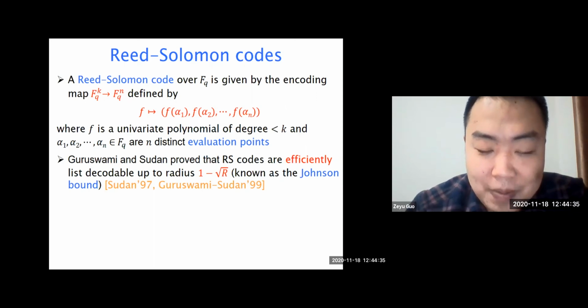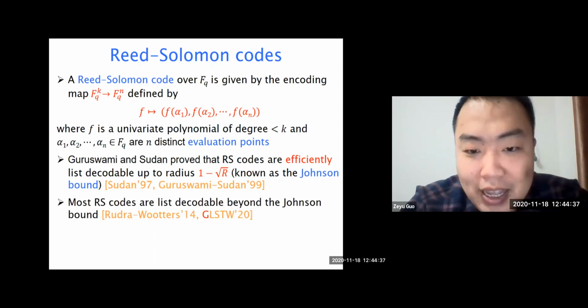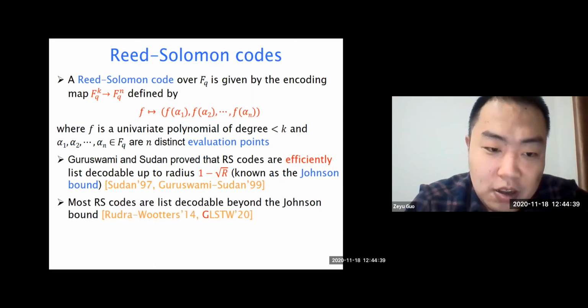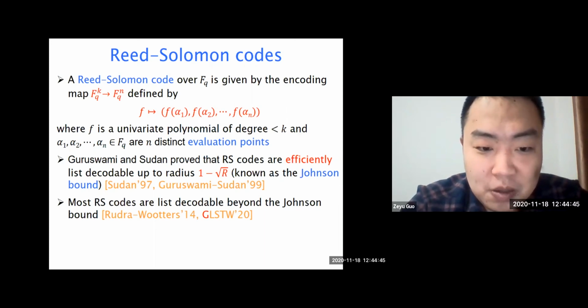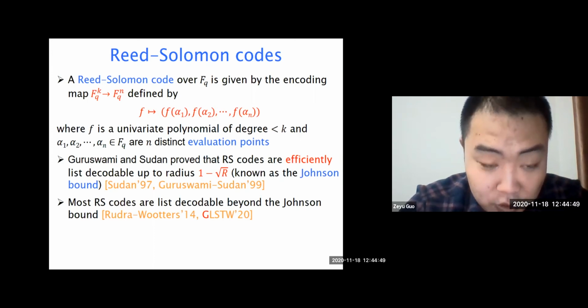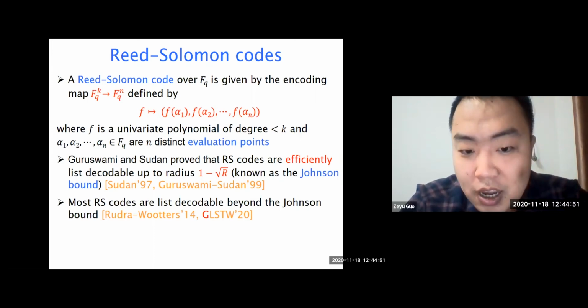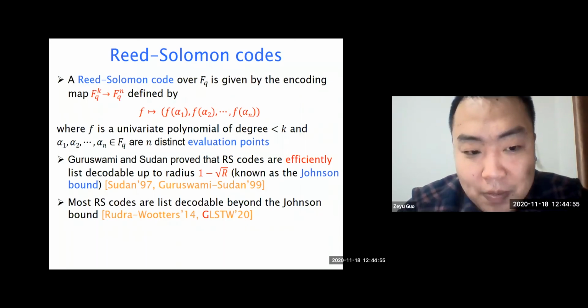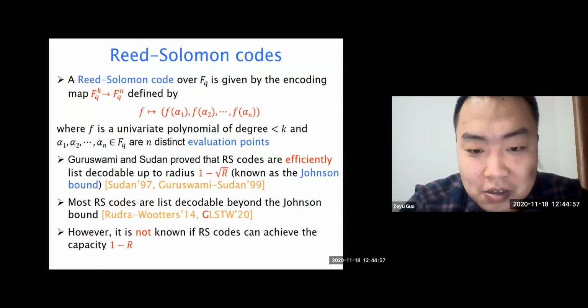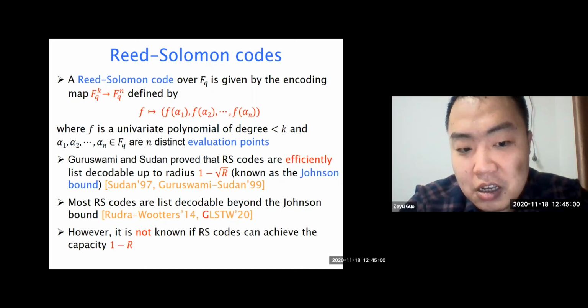But the capacity is 1 minus r. There are works showing that most Reed-Solomon codes are list decodable beyond the Johnson bound. There's a breakthrough by Rudra and Wootters, and I also have a recent paper on this. However, none of these results achieved the capacity.